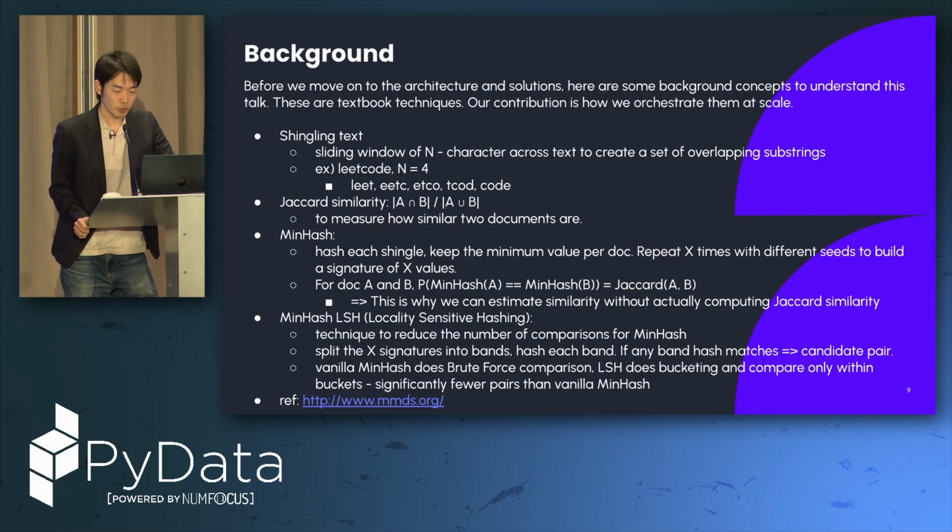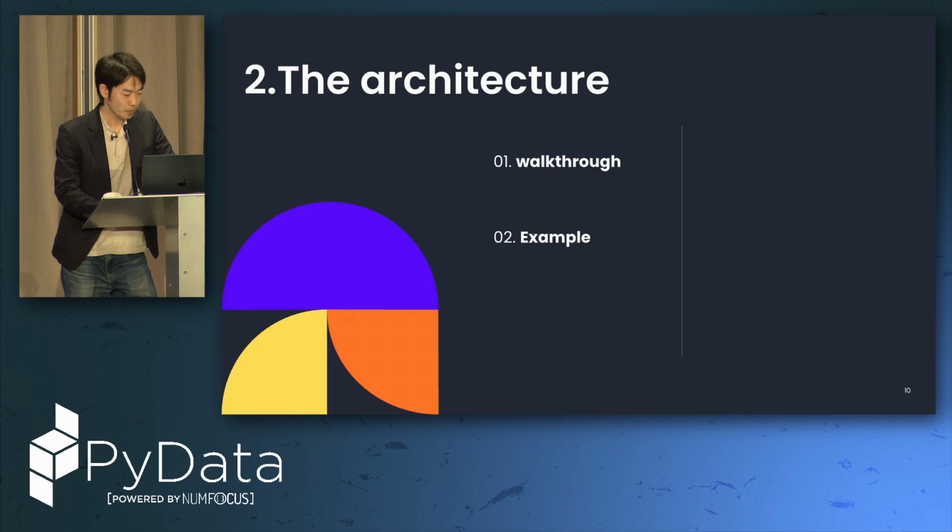So why is this important? Because vanilla MinHash does brute force comparison, but LSH does bucketing, and then after the bucketing, we're gonna compare only within the bucket. So this is gonna be significantly fewer comparisons than vanilla MinHash. Yeah, if you're interested, the textbook covers more details later.